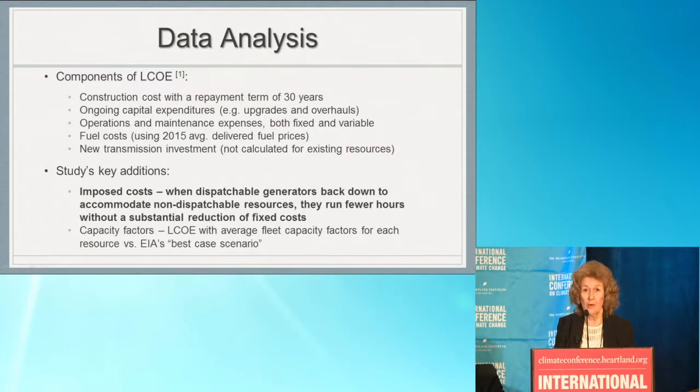So the components of the levelized cost were the construction cost with a repayment term of 30 years that EIA used, the ongoing capital expenditures, the capital expenditures for construction that had not been paid off yet, any upgrades and environmental equipment, operations and maintenance costs, both fixed and variable, and the fuel costs. The fuel costs that we use for both existing and new were the 2015 average delivered prices rather than the forecasted prices that EIA used. Also, EIA did have a component for transmission investment in their levelized cost calculation.